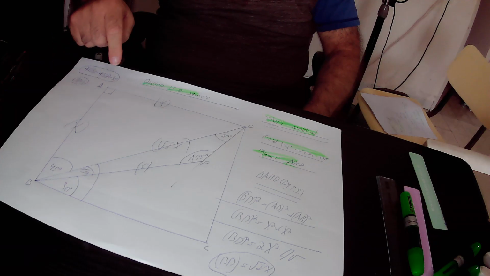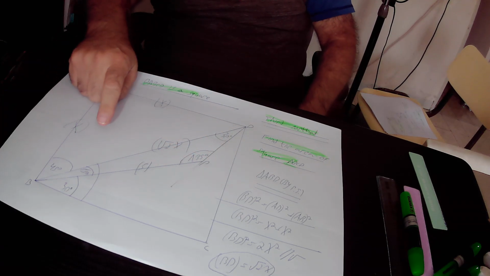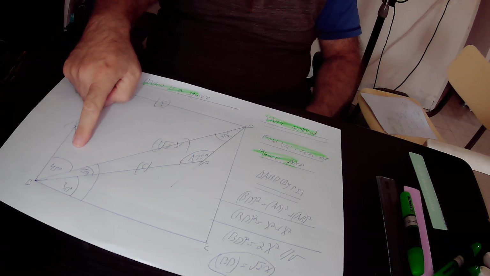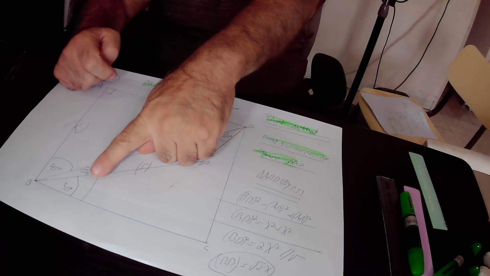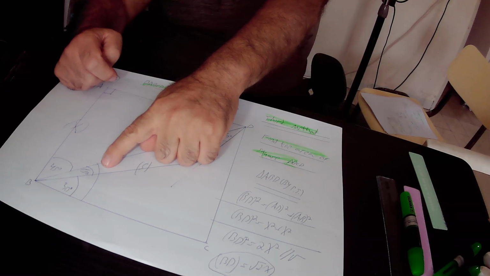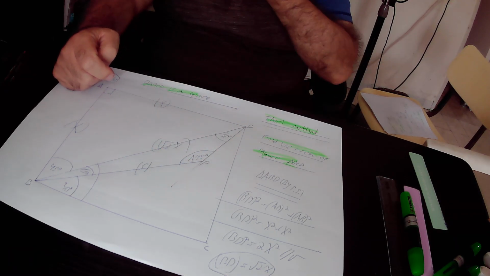Diagonal DB bisects angle ABC. This is the first half, this is 45 degrees. This is the second half, this is also 45 degrees. But this angle is 30 degrees, and therefore the missing angle must be equal to 15 degrees in size.